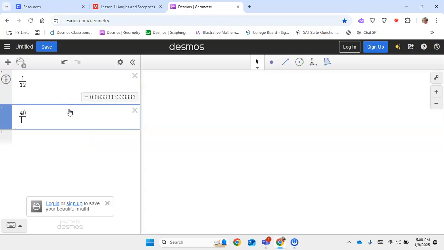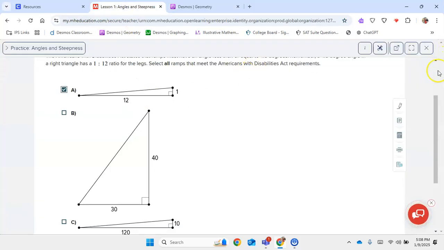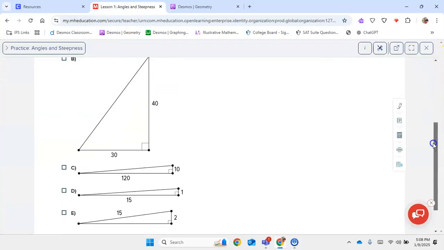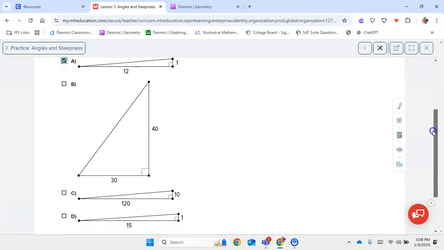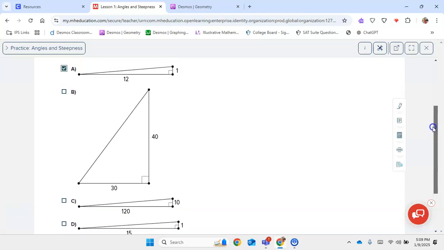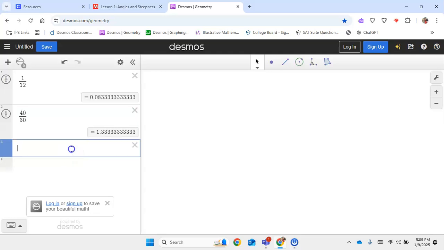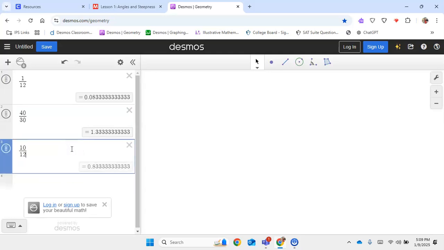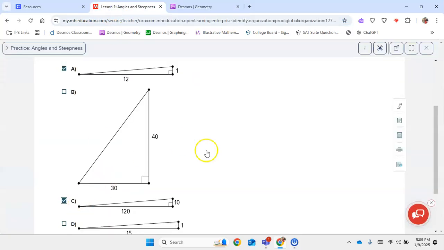The next one is 1/3. Then 10 divided by 10 is 1, and 120 divided by 10 is 12. So that would work. It is the same as 1/12. So 10 over 120, as you can see, is the same number as 1/12. That would work.